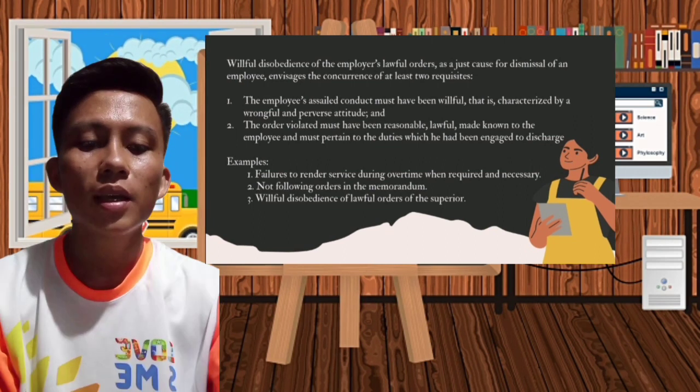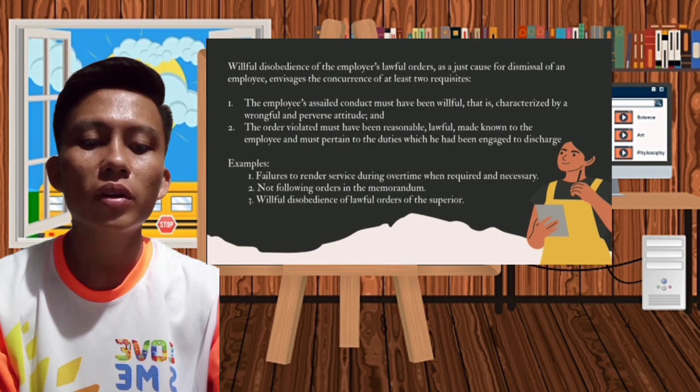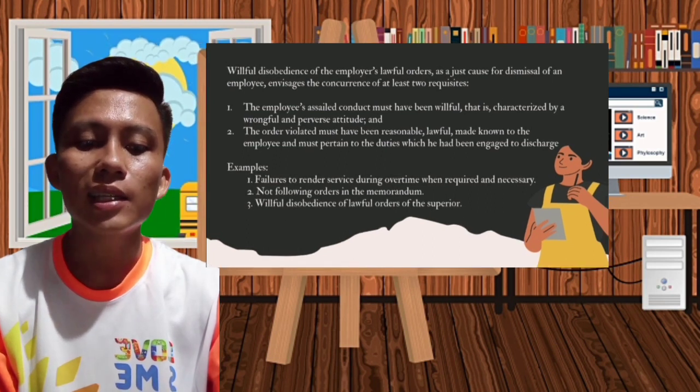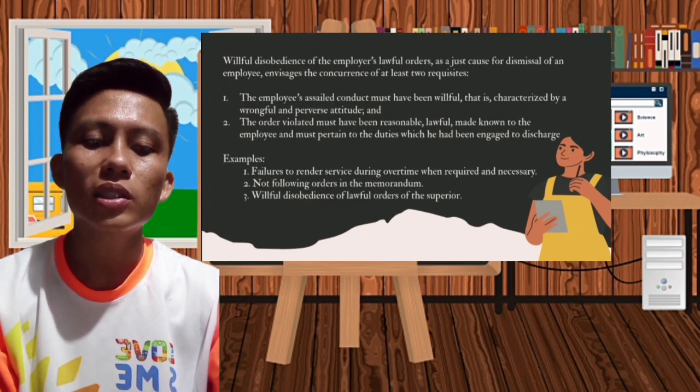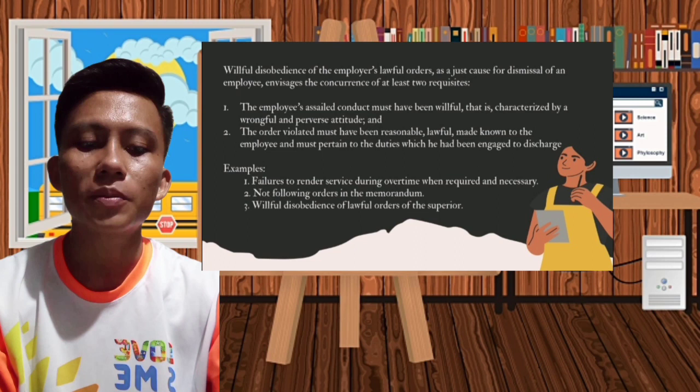Examples: first, failure to render service during overtime when required and necessary. Second, not following orders in the memorandum. Third, willful disobedience of lawful orders of the superior.